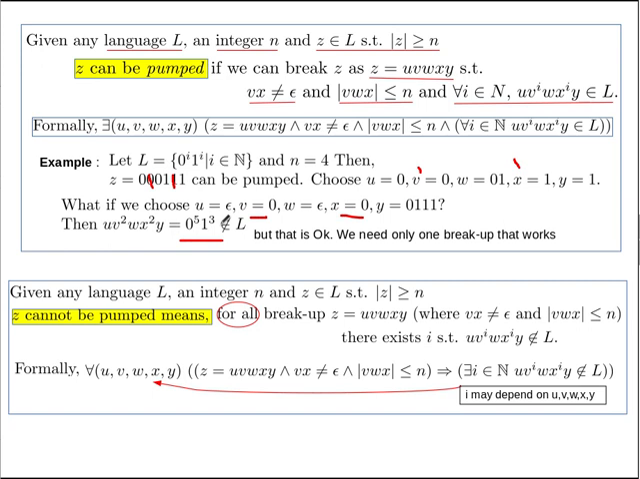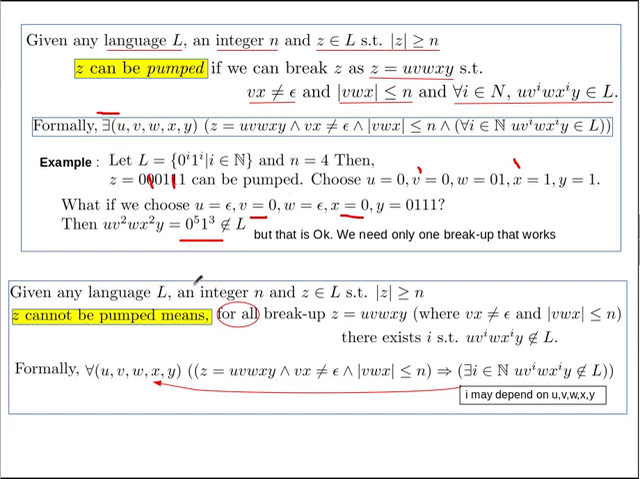So does it break our definition? It doesn't break our definition because the definition said there exists. So if you can find any one breakup here, you do not have to go for all breakups for this definition to be satisfied. So if you can find any breakup such that you can carry out this part, then you say that this z can be pumped.